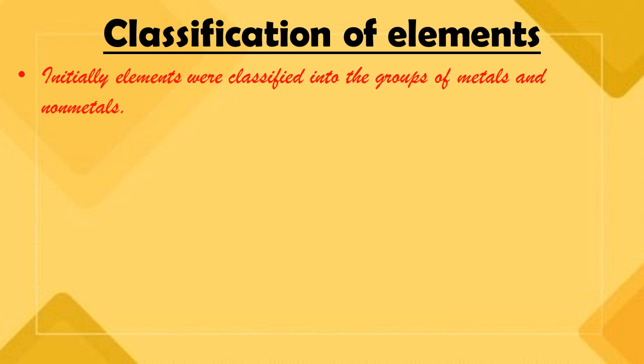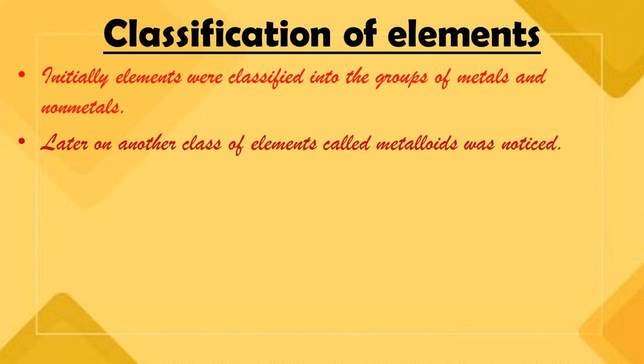You know that initially elements were classified into the groups of metals and non-metals. So many years ago, elements were classified into only two groups, metals and non-metals. Later on another class of elements called metalloids was noticed, and metalloids have the properties of both metals as well as non-metals.